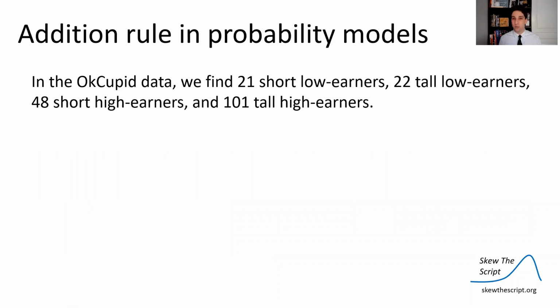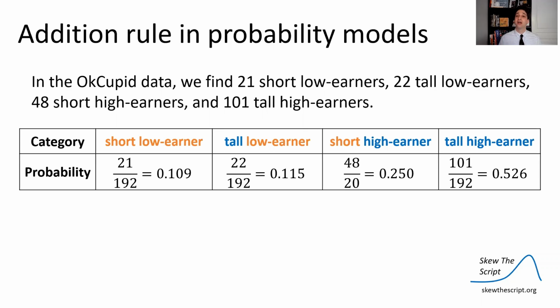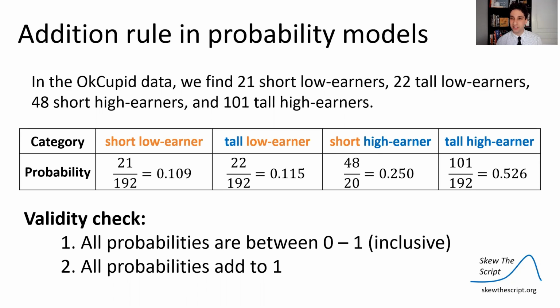Now, in the OkCupid data, across both those categorizations, we found 21 people reported as short, low earners, 22 reported as tall, low earners, 48 as short, high earners, and 101 as tall, high earners. So if we were to just do our dating completely randomly and we randomly sampled a mate from this data set, we would see the following probability model with the following probabilities for each of those categories. Now, let's do a validity check really quick. Is this a valid probability model?